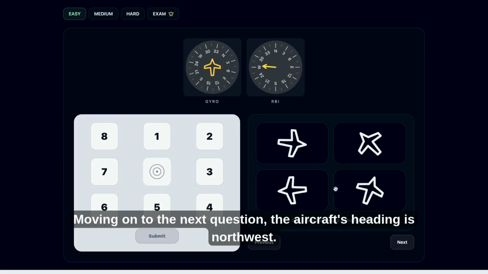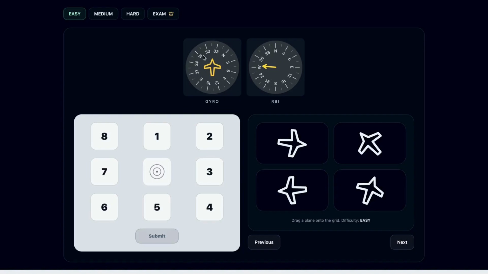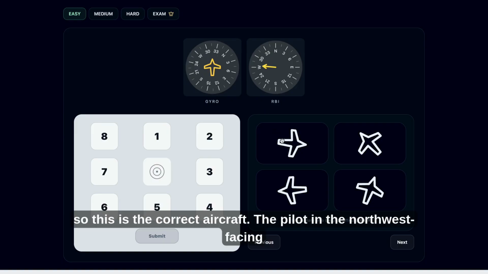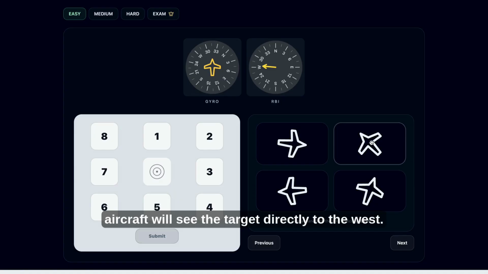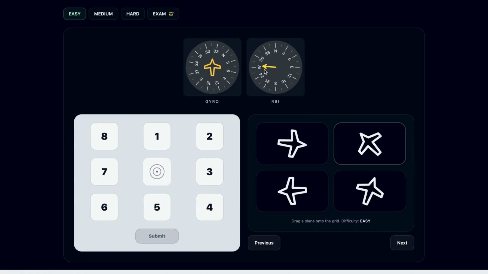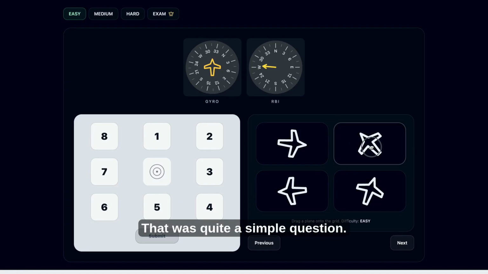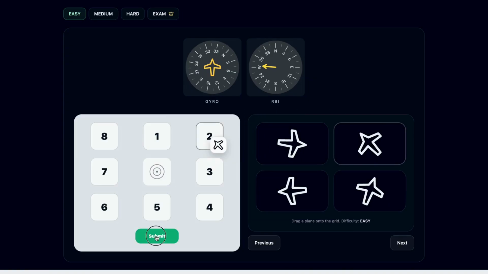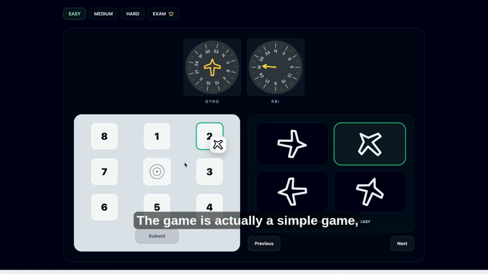Moving on to the next question. The aircraft's heading is northwest. The aircraft is turned toward the northwest, so this is the correct aircraft. The pilot in the northwest-facing aircraft will see the target directly to the west. That was quite a simple question. The target is directly to the west. The game is actually a simple game, but it requires a bit of practice.